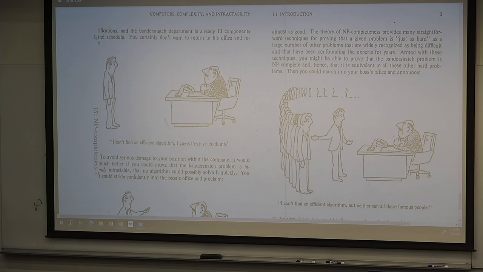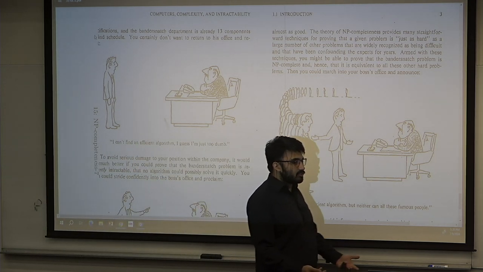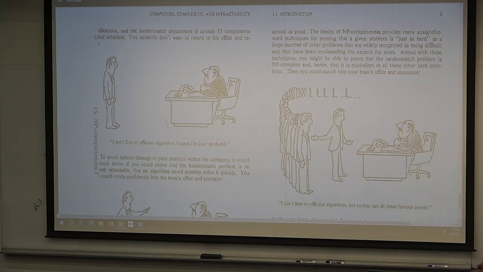And that's not a very good thing to do, because if you fail to find an efficient algorithm for a problem, that doesn't mean that there isn't one. It just means maybe you weren't good enough to find that algorithm. Trying and failing, not being able to prove something, doesn't mean that it's unprovable, necessarily. It just means that you maybe weren't good enough. You don't want to do this, though, because that'll jeopardize your job.